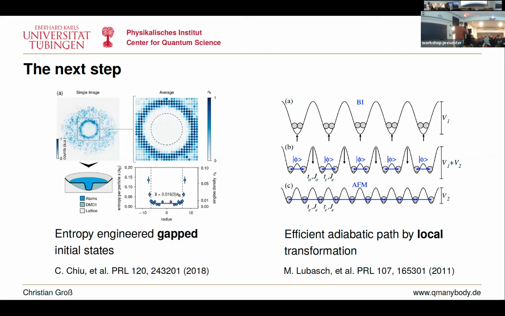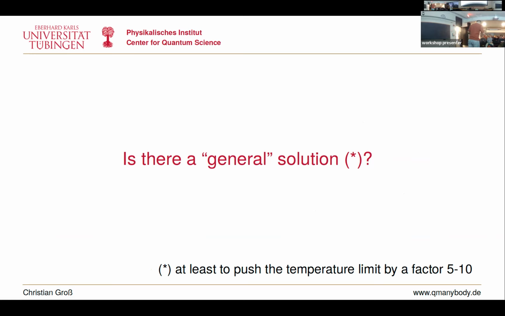The question is, of course, this picture here is without doping, right? So how that works with doping is totally unclear. This is one route that will be explored in these systems. I'm pretty convinced that will come before what we talk about. But the thing is, I said already, okay, there is a limit, right? This little toy thing works at half filling, but it's unclear what is going on when there's doping. And there might also be other interesting physics that you cannot adiabatically connect to. So that means it would be nice to have a general solution to this temperature problem, at least to push the temperature by a factor of 5 to 10.